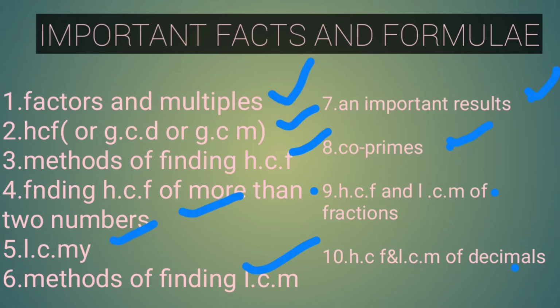In our last section, we discussed these topics: factors and multiples, HCF, methods of finding HCF of more than two numbers, LCM, methods of finding LCM, and important results, coprimes. In this section, we will discuss HCF and LCM of fractions, and HCF and LCM of decimals. Let us start our section.